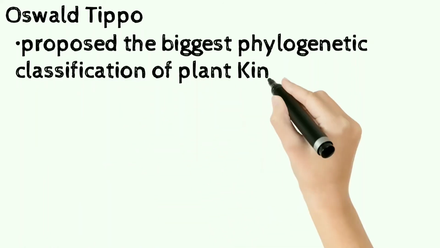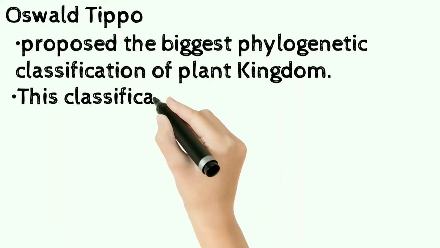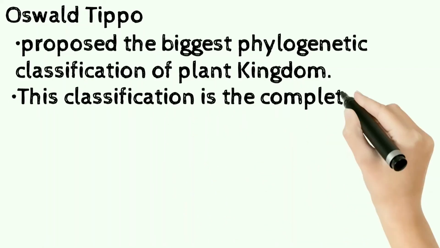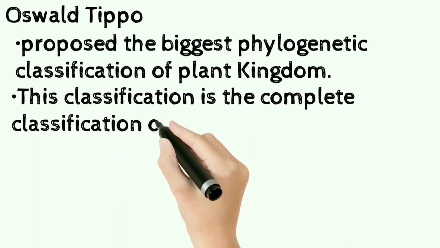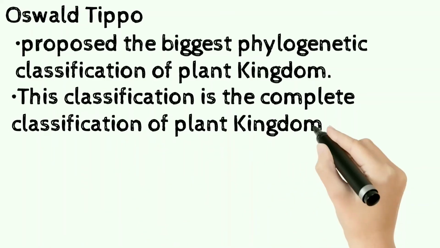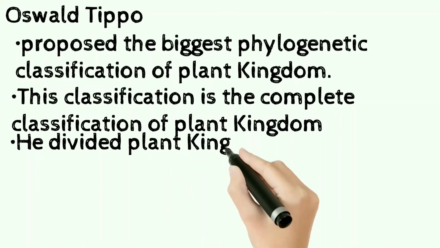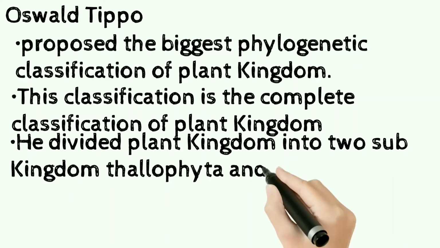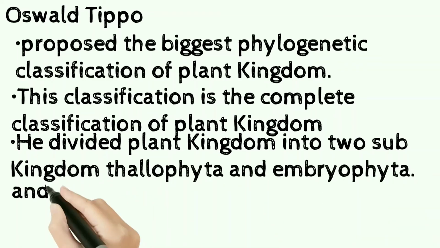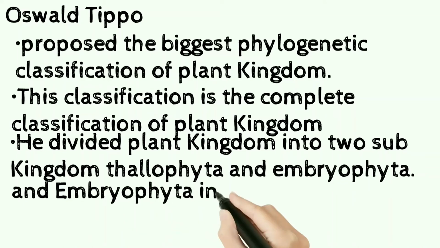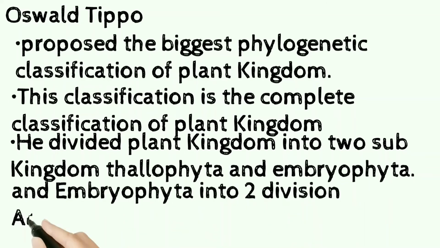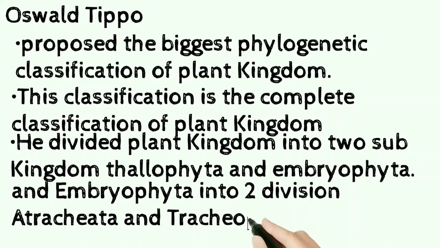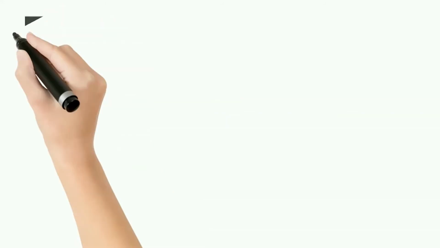This classification is the complete classification of the plant kingdom. This is the most acceptable classification for books and studies. He divided the plant kingdom into two subkingdoms on the basis of embryo: Thallophyta, in which embryo is absent, and Embryophyta, in which embryo is present. Then he divided Embryophyta into two divisions on the basis of vascular tissue: Atracheata and Tracheophyta. Atracheata are non-vascular plants, and Tracheophyta are vascular plants.